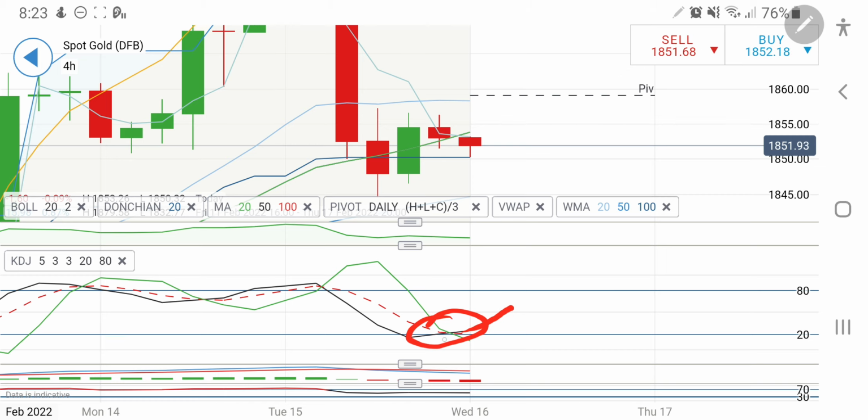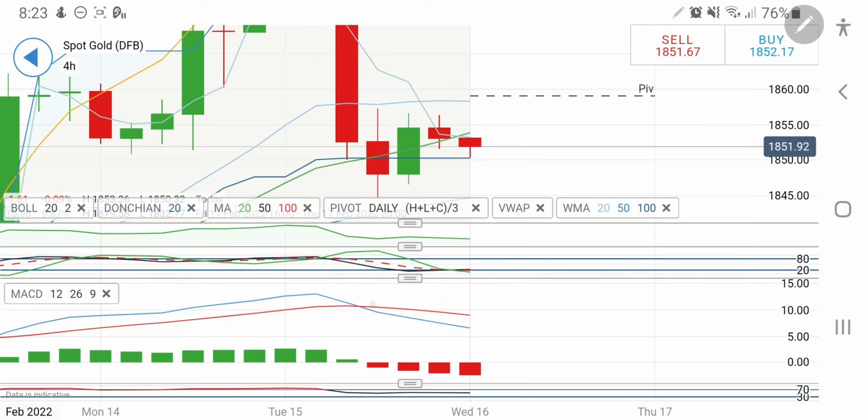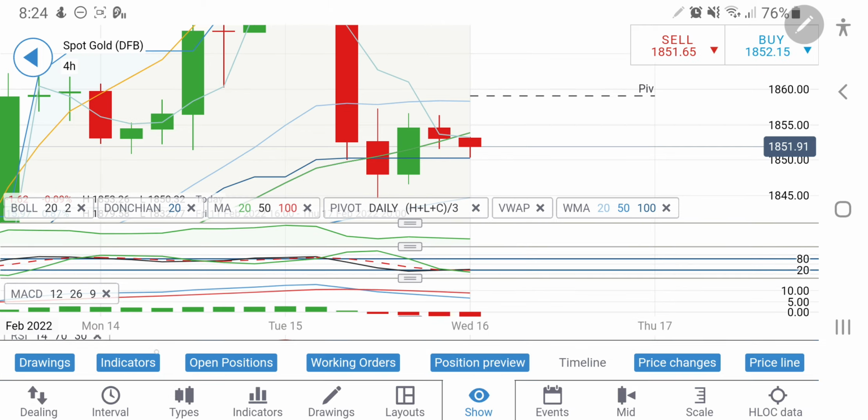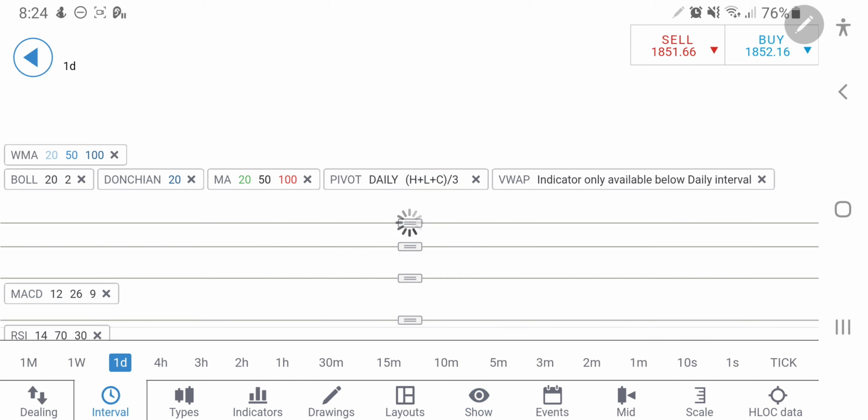Now let's have a look at the indicators again. Look at the MACD. The MACD on the 4-hour charts is on the sell side, running divergent, probably indicating that it may try to drop again, and RSI is comfortable. Now let's have a look at the daily charts.